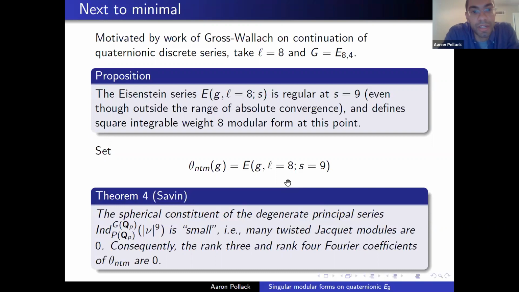Now here comes Savin's result. Savin analyzed the degenerate principal series at the finite places corresponding to this Eisenstein series. He proves that the spherical constituent of this degenerate principal series is small in the sense that many twisted Jacquet modules are 0. From Savin's result, you can conclude that this theta next to min has 0 rank 3 and rank 4 Fourier coefficients. It has this notion of Fourier coefficients because it satisfies a differential equation, and Savin's result at the finite places tells you that the rank 3 and rank 4 Fourier coefficients are 0.